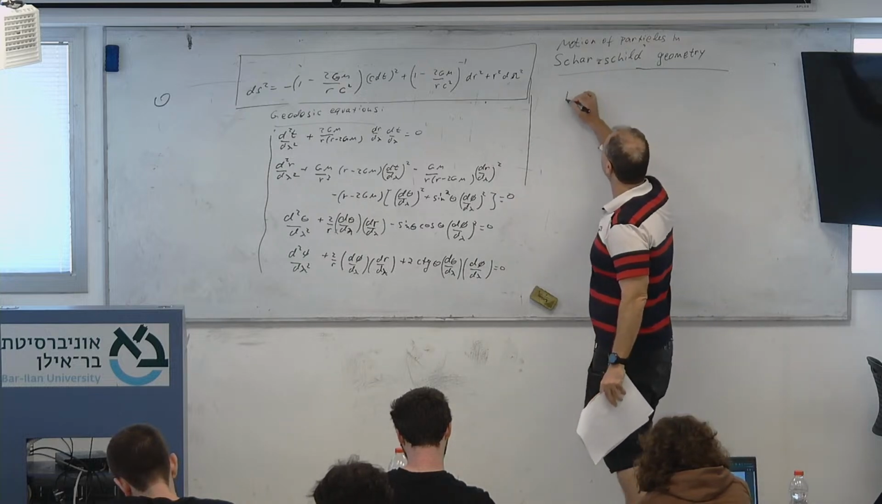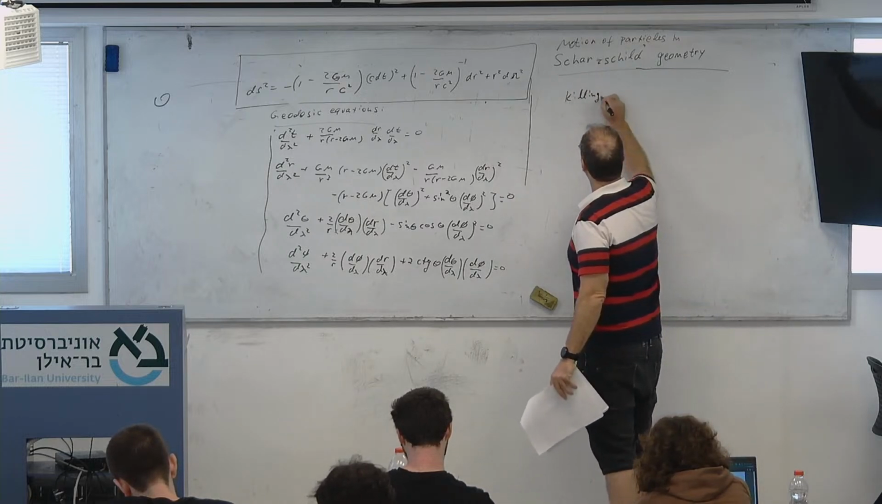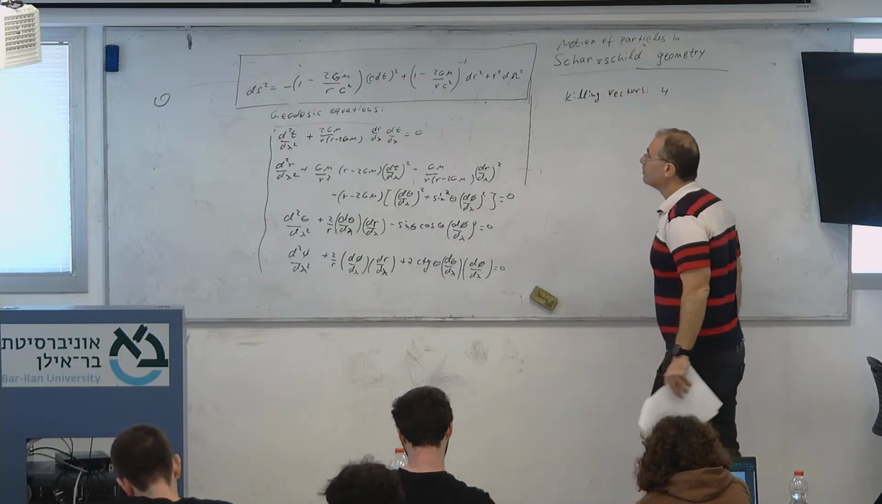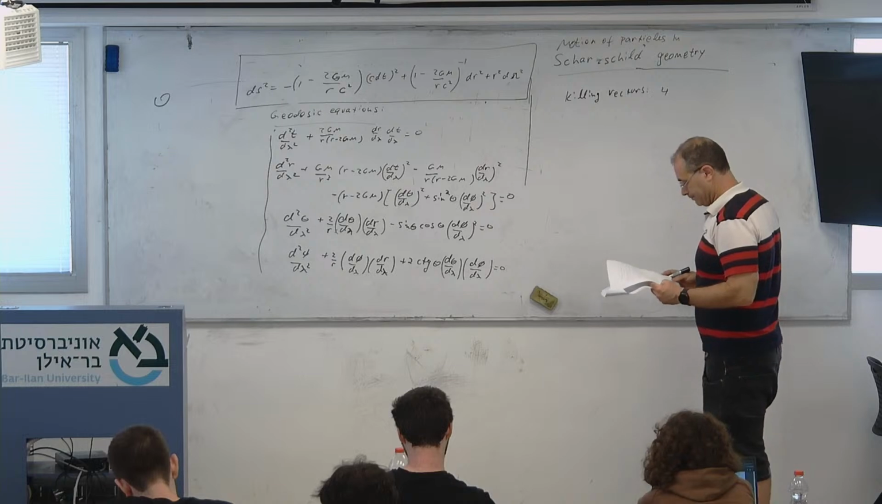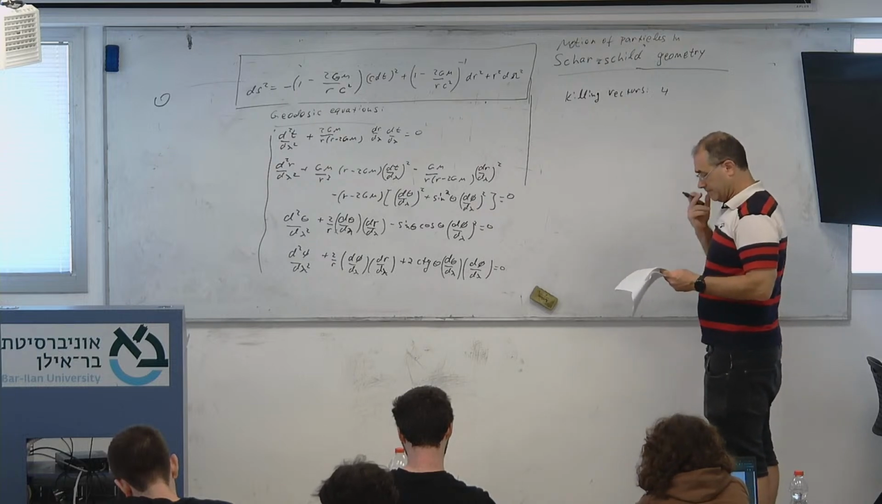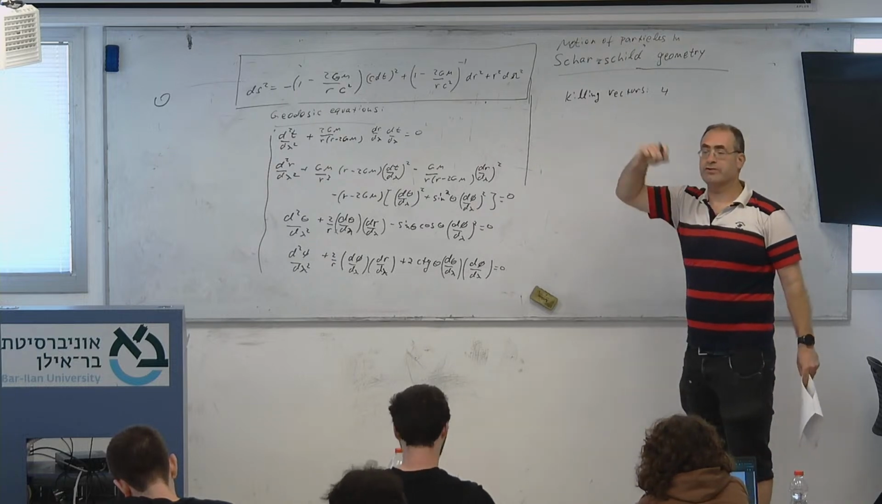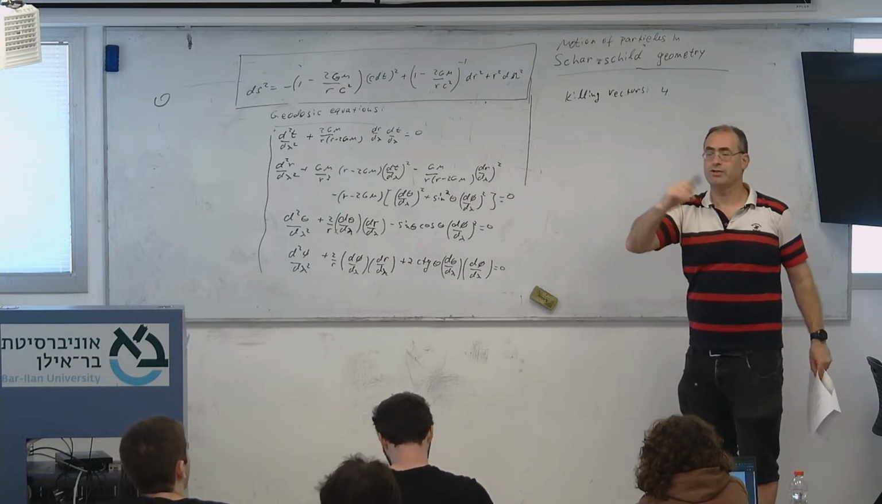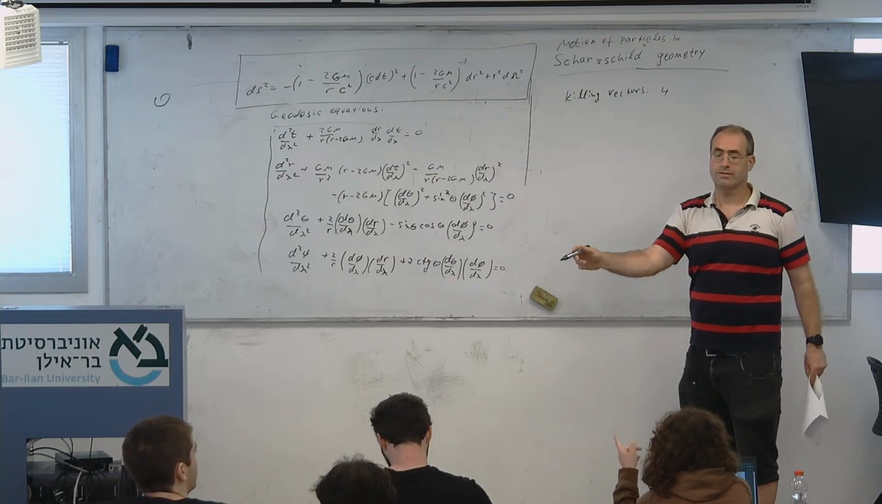Killing vectors. We have 4, we said. 3 will be for the spherical symmetry, right? Because we can rotate in whichever direction, we don't care. We have 3 directions. So 3 from phi and 1 from t?